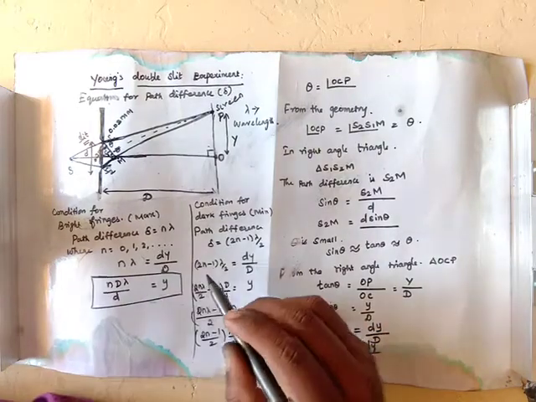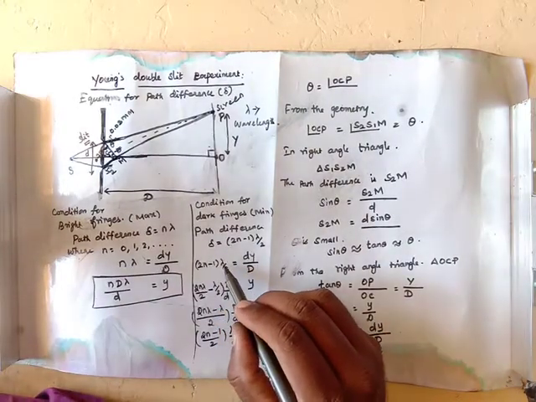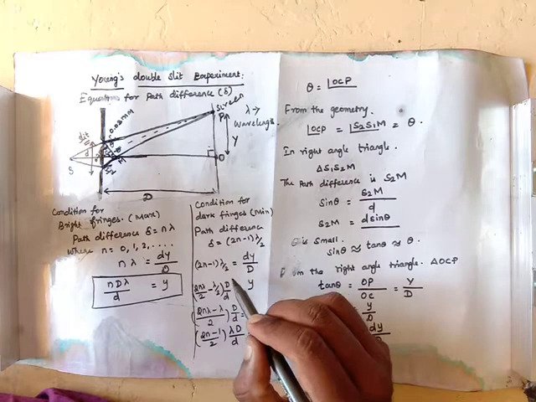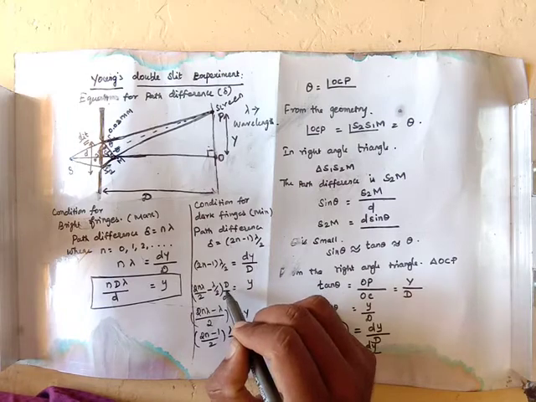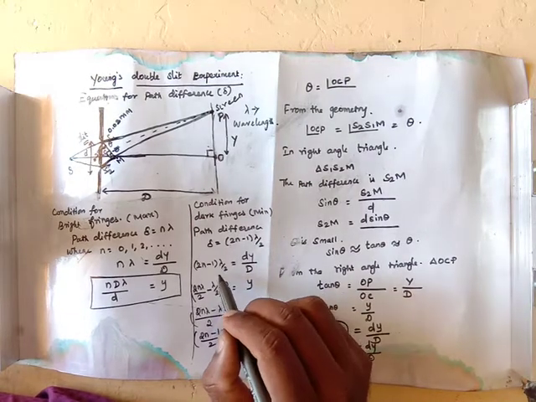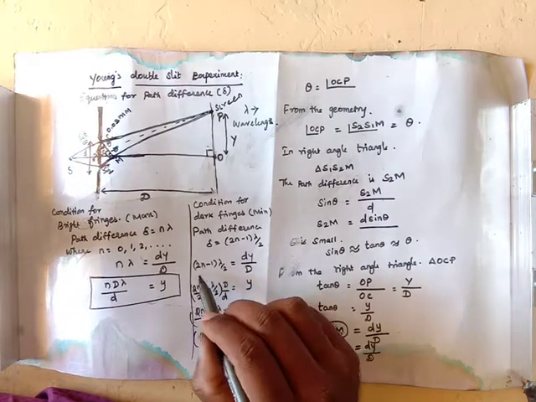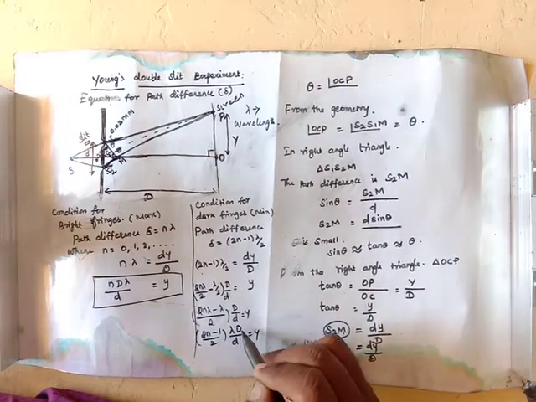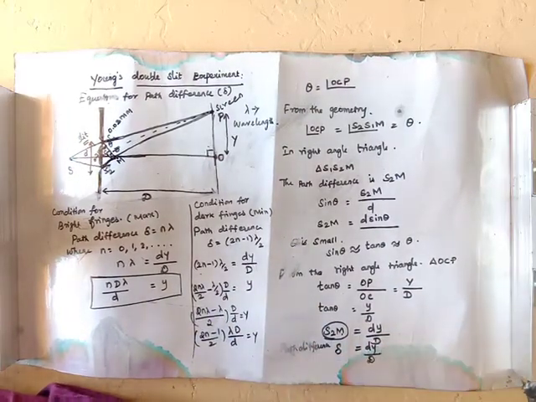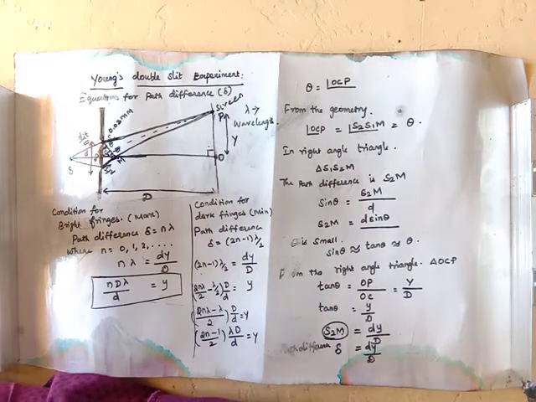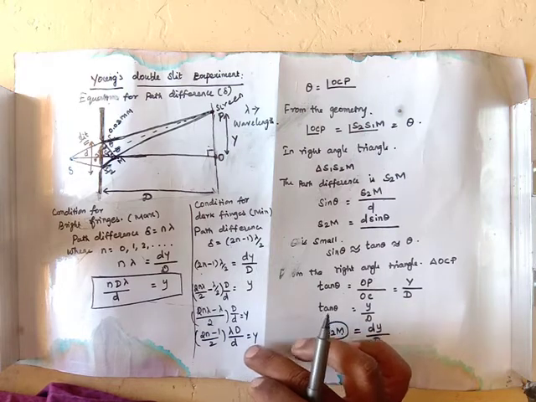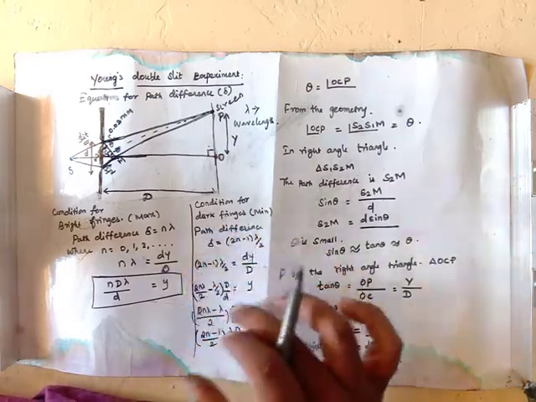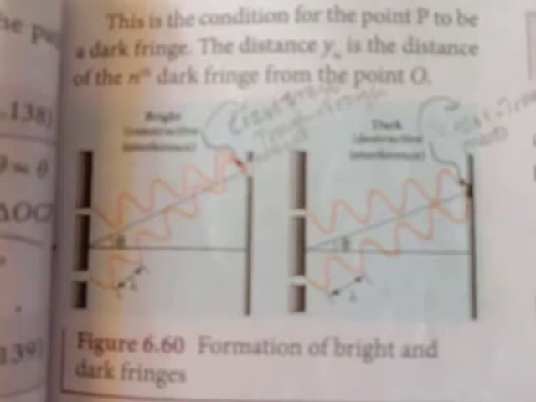In another method we can write (2n minus 1) lambda divided by 2. In the next step, y is equal to (2n minus 1) lambda divided by 2d, divided by d. Then dividing by 2, it is written as (2n minus 1) divided by 2, lambda d divided by d. Whichever method you understand, you can choose. That is, (2n minus 1) divided by 2, lambda d divided by d, is equal to y. This is the condition for the dark fringe.